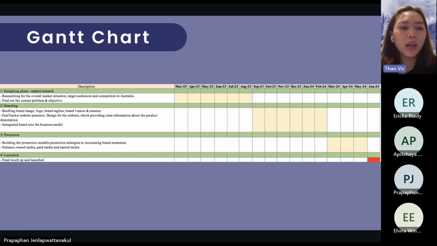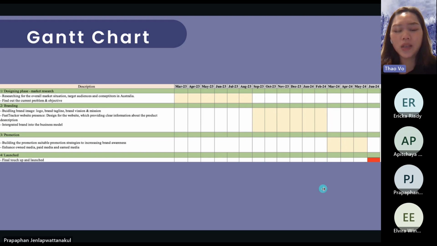Moving to the branding, it will take the next 6 months until February 2024 to build the brand image and improve the FastTracker website. With the promotion, we will build the promotion strategies for FastTracker in the next 3 months and enhance the media, including owned media, paid media and earned media. Finally, it will be the final touch-up and launch in June 2024. Moving to the SMART goals, Per will present about it.